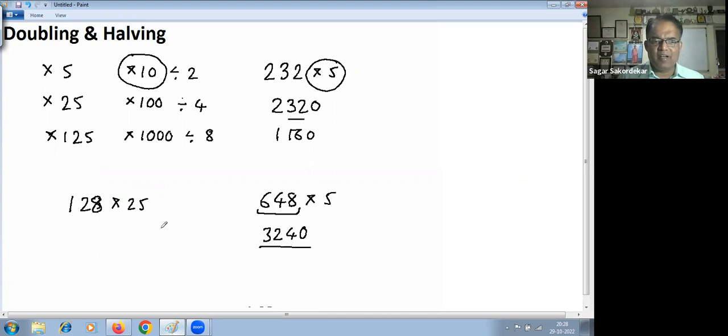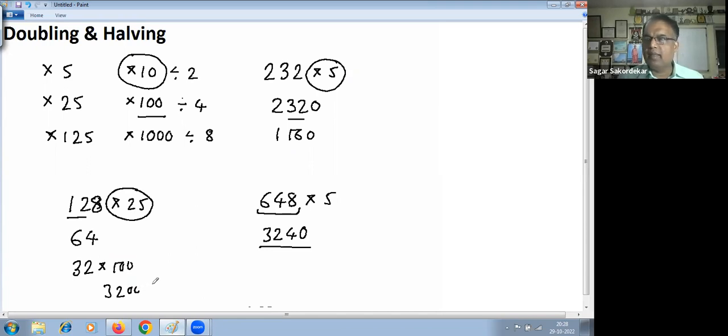128 multiplied by 25. Multiplying by 25 is multiplying by 100 and dividing by 4. So you have to make this half two times. Dividing by 4 means making half twice. Half of 12 is 6, half of 8 is 4, so 64. Again half, that is 32. And then you have to multiply by 100. So the answer is 32 into 100, 3200. Yeah, very good.